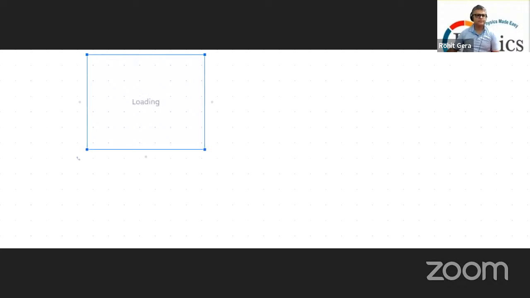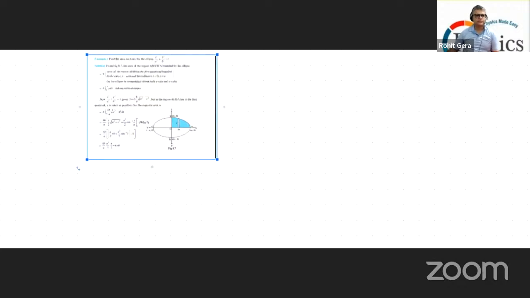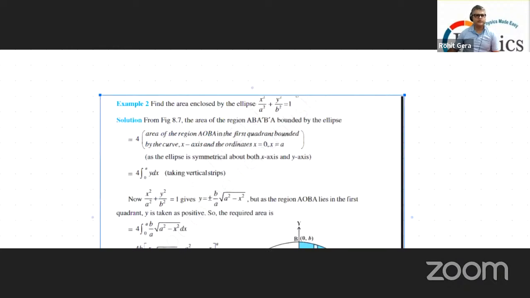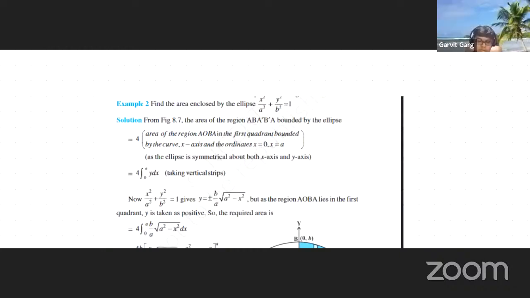Okay, let's do another one. So let's say the next question is this. Find the area enclosed by so and so. You can see this is an ellipse which is given to you, right? So you can draw an ellipse, or if you don't want to draw an ellipse, that is fine.